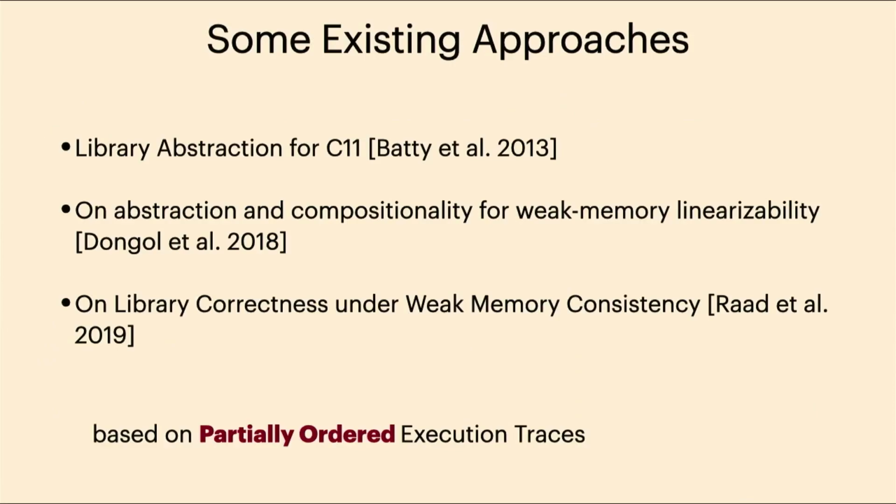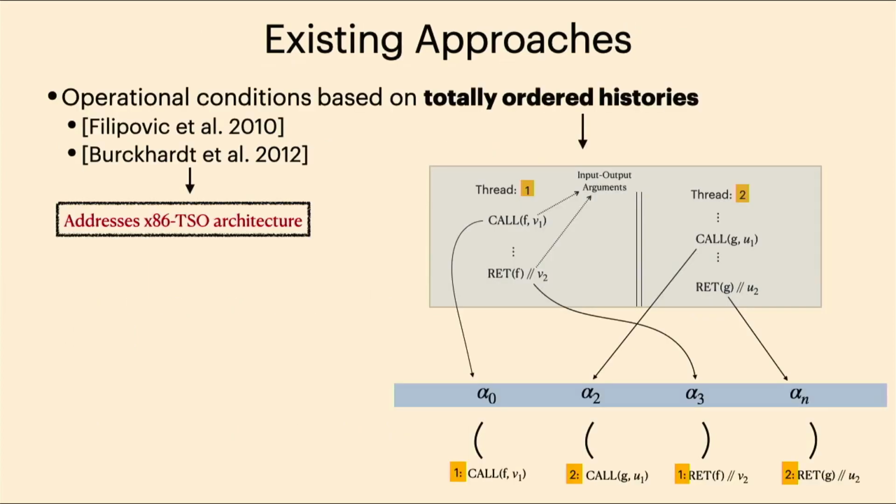There is already some existing work on library abstraction under weak memory models, and these are some of them, but there are many other interesting works. The important thing we want to emphasize here is that all of these approaches are based on partial order execution traces. What we want instead in this work is something similar to classical linearizability, which provides an operational condition for library correctness based on totally ordered histories.